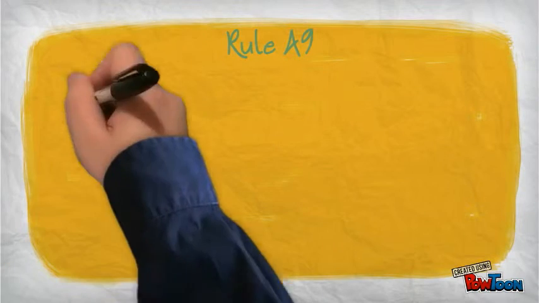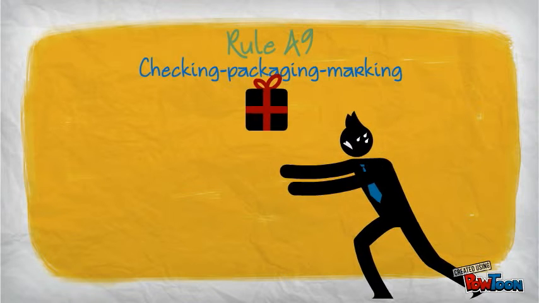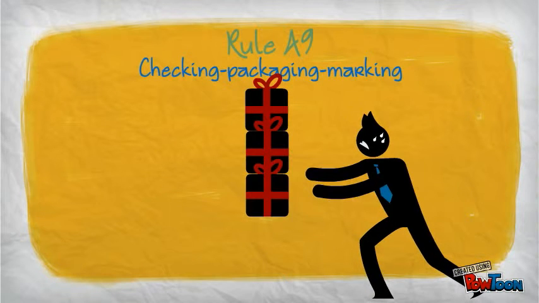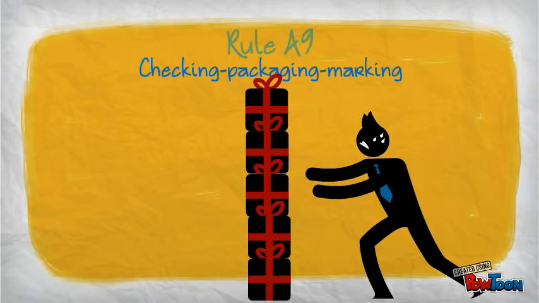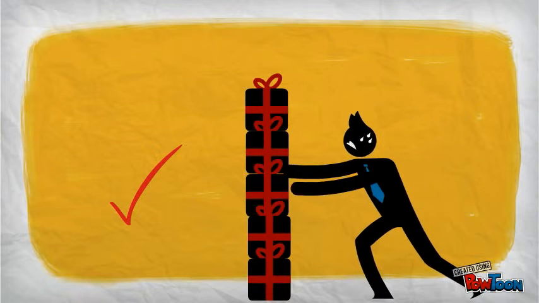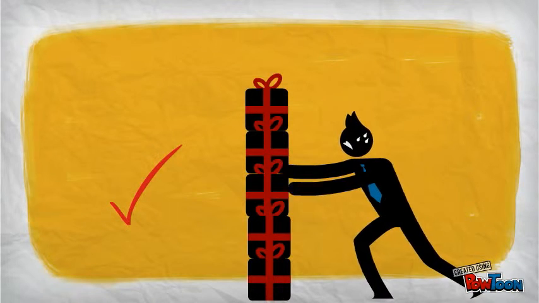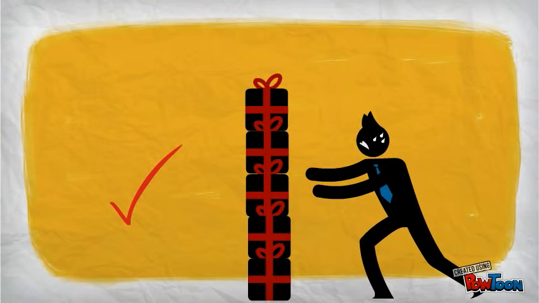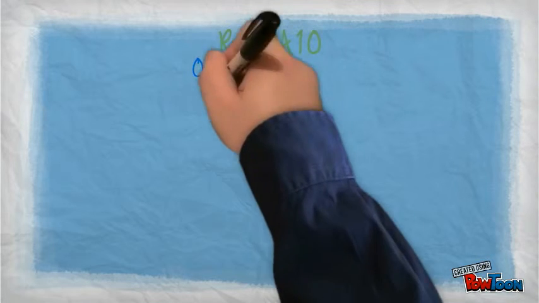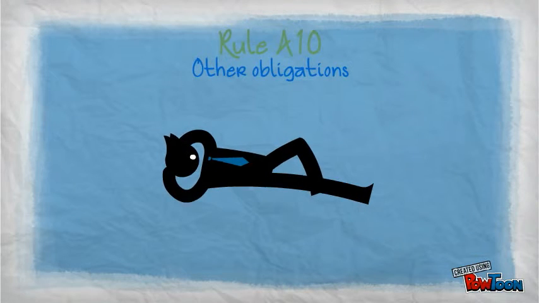Rule number 9. Checking, packaging, and marking. The seller must pay the cost of those checking operations, such as checking quality, measuring, weighing, counting, etc., which are necessary for the purpose of delivering the goods. Rule number 10. Other obligations. The seller must render the buyer every assistance in obtaining any document issued or transmitted in the country of origin in order for the importation of the goods.